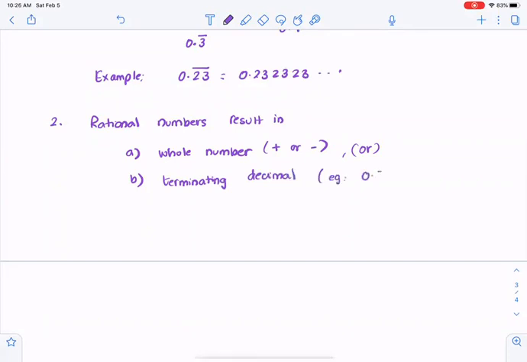Example, 0.5. A repeating decimal. Example, 0.7 repeating. 0.16 repeating.